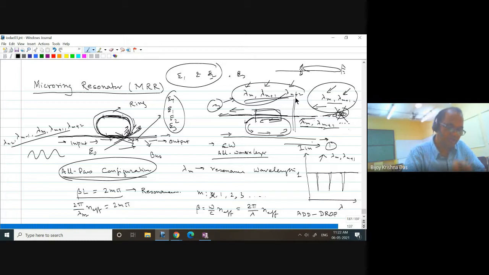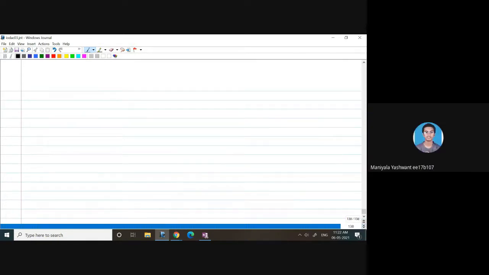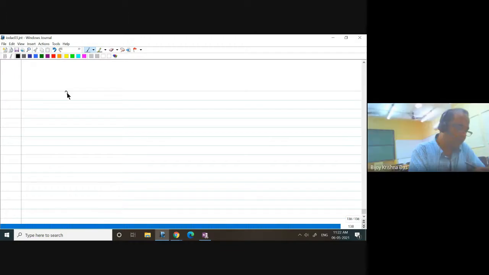I'll just discuss this, because more or less I have extracted the transfer function for the all-pass configuration. I'll come back to the add-drop configuration also, and how a similar type of transfer function looks. Before that, I want to ask you one thing. Suppose n effective is known.